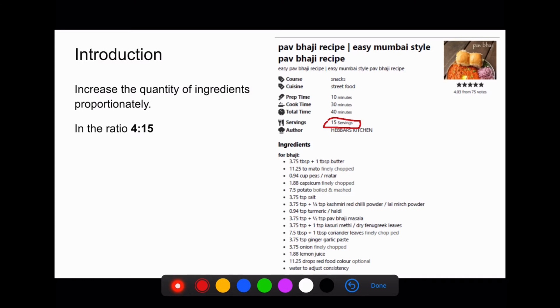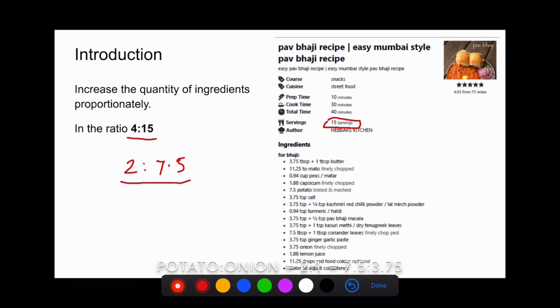So earlier, when the serving size was 4, we had 2 potatoes. Here the serving size is 15, we have 7.5 potatoes. So you see that 2 and 7.5 is the same ratio as 4 and 15. 4:15, 2:7.5. And even the ratio of 2 different ingredients has remained the same.